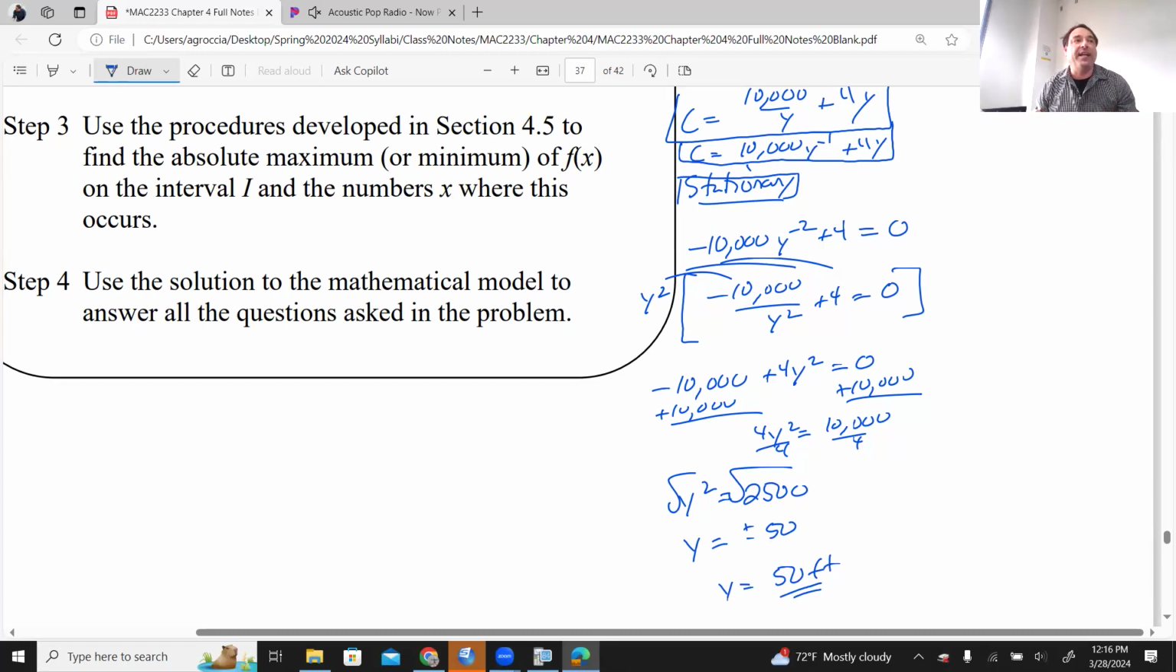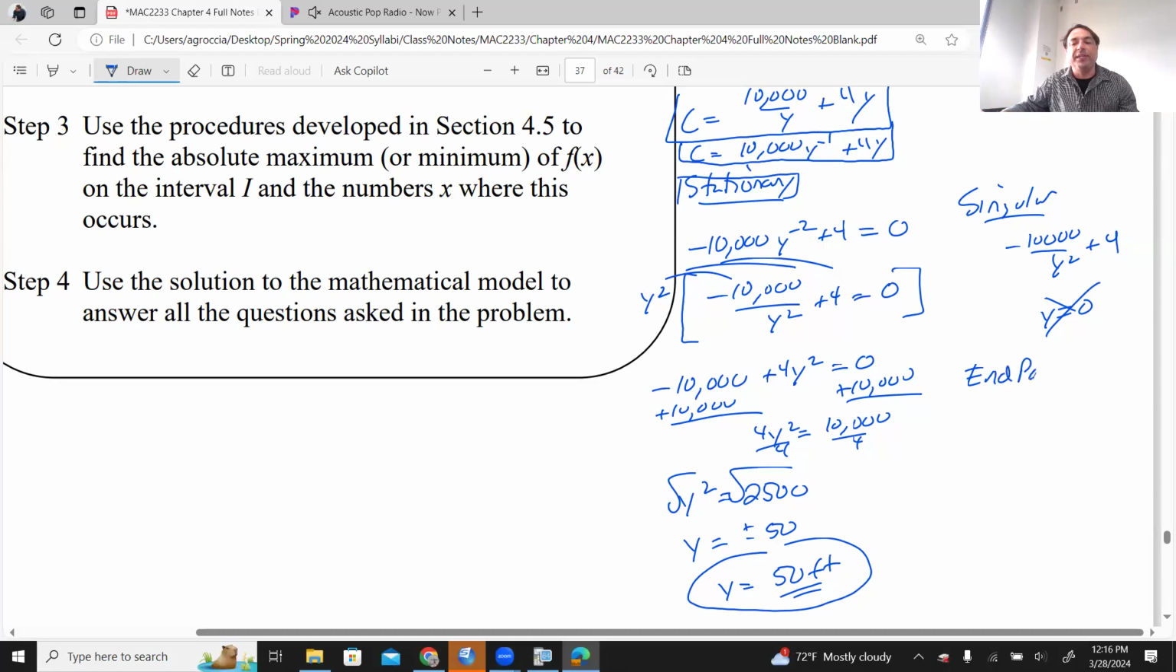But I also need to find x, and I also need to find cost. So y is 50. Again, the singular would be negative 10,000 over y squared plus 4. Singular would be y is 0, but you can't have a length that's 0. Doesn't make any sense. And endpoints would be the extremes, so even if we came up with some numbers on the ends, they wouldn't be the extremes. So we get y is 50.